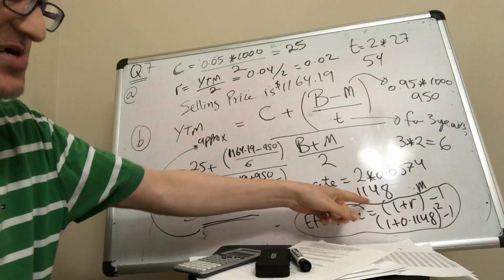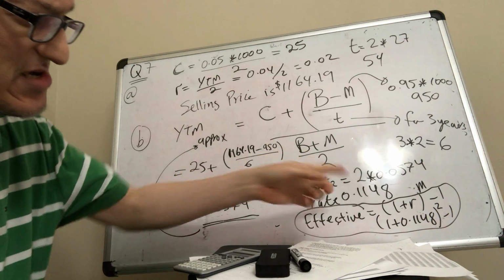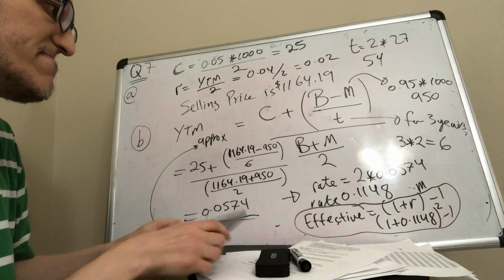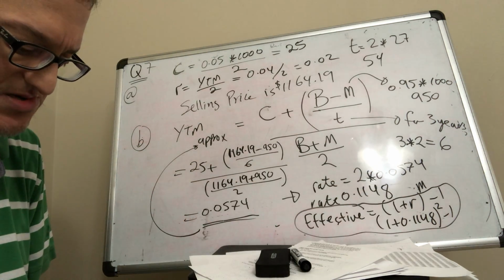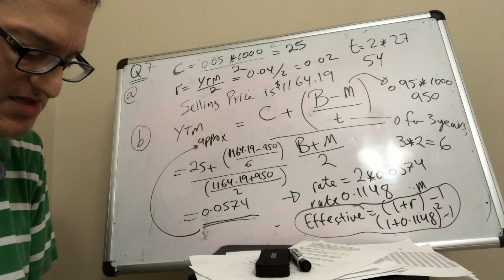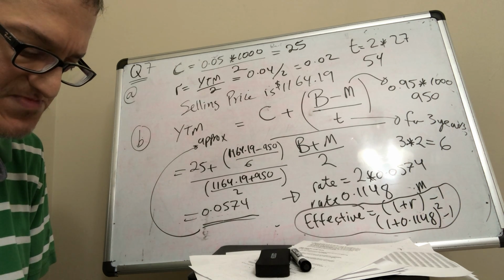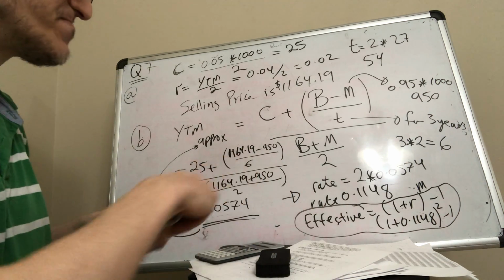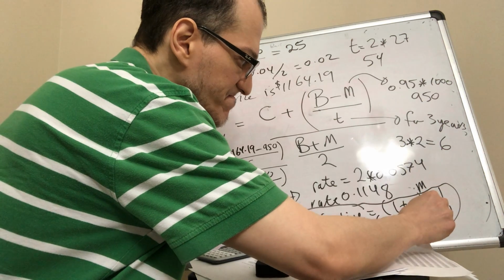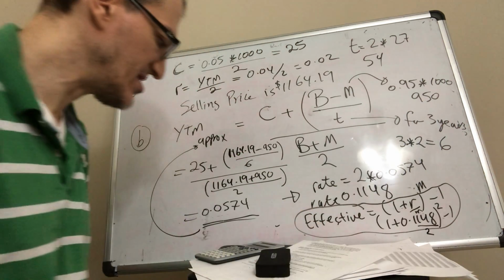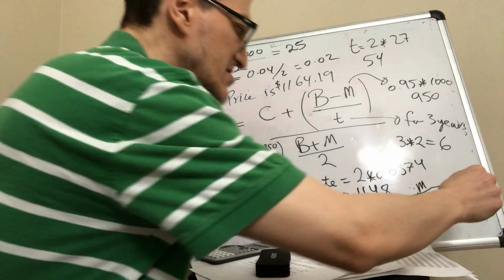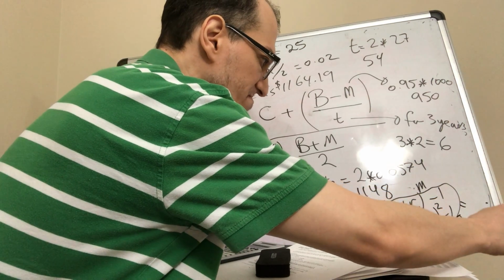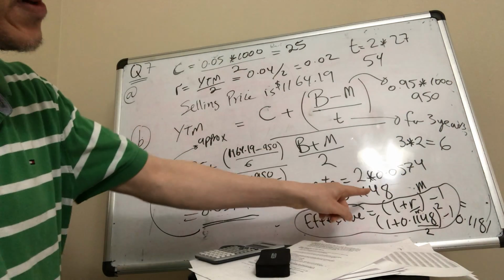You need to find the effective of this, and I thought it's 1 plus r to the m minus 1, or maybe r over m. Let me try this. 1 plus 11.48 over 2 squared minus 1. Yeah. This r is over m. So you divide by 2. Yeah, and the effective rate in this case would be 11.81. That would be the effective of this.